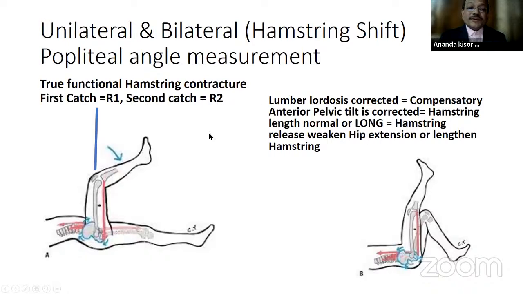Now, the popliteal angle. What is the popliteal angle, and how is it measured? The patient should lie supine, with the hip and knee flexed, the other side extended. There are two types: the unilateral test and the bilateral test. Unilateral popliteal angle measurement and bilateral popliteal angle measurement.